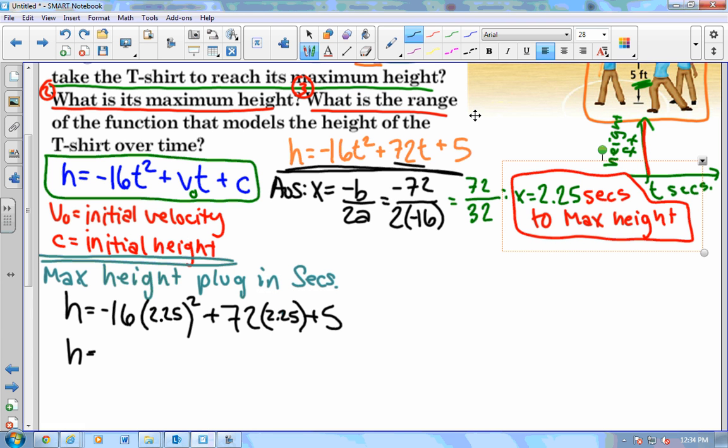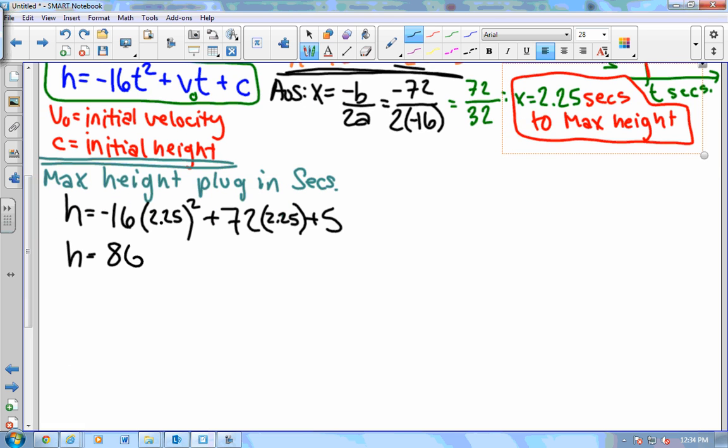Mateo, I see you have a calculator. Did you plug it in? I'll agree with everyone's brain. Okay, AJ seconds. Thank you, AJ. Guys, if you need calculators, get them at the beginning of class. 86. What does it mean? It's the maximum height in feet. 86 feet is the max height.